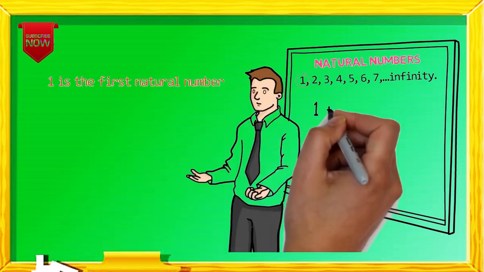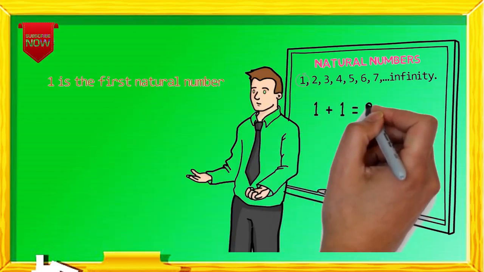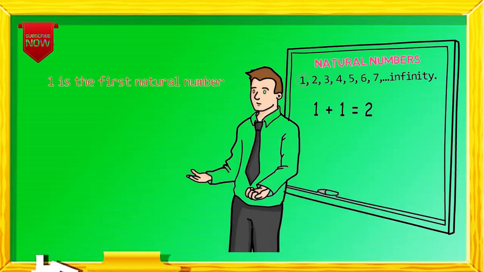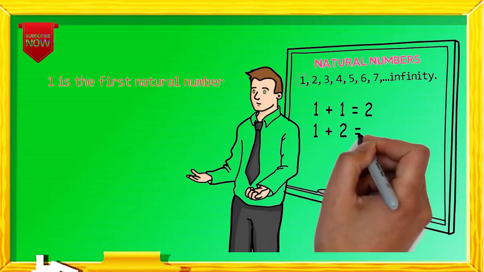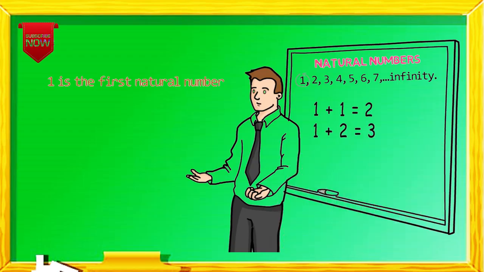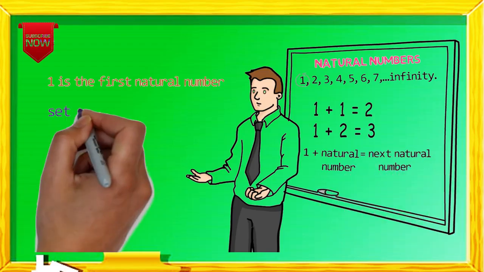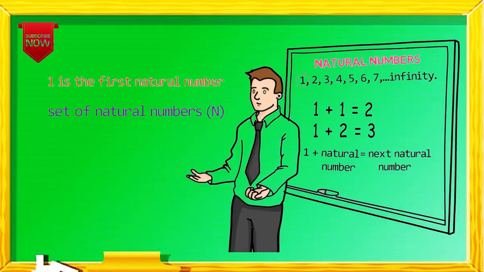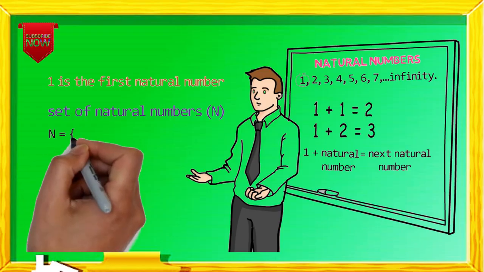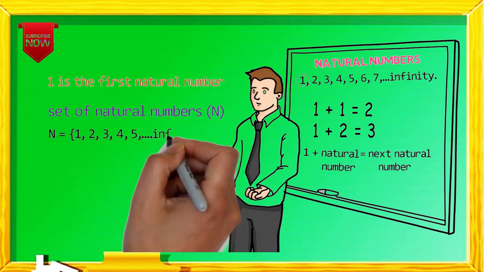If we add 1 to the first natural number 1, then we get the second natural number. By adding 1 to 2, we get 3, the third natural number. In fact, by adding 1 to any natural number, we get the next natural number. The set of natural numbers is usually denoted by the symbol N. N equals curly bracket 1, 2, 3, 4, 5 up to infinity.